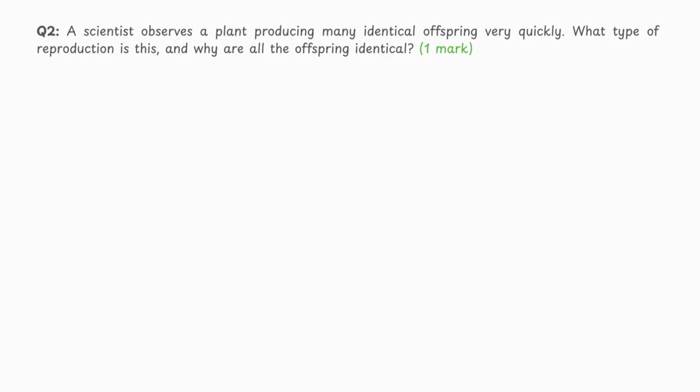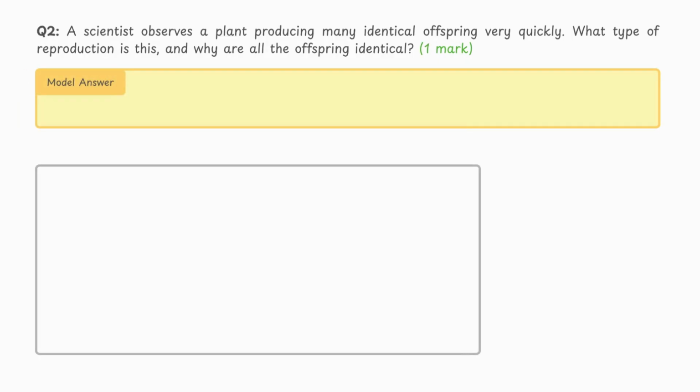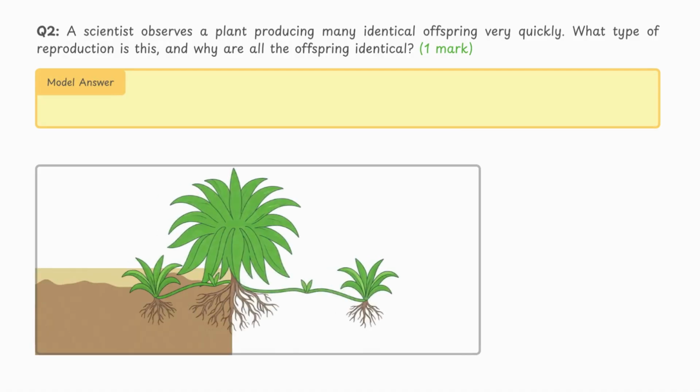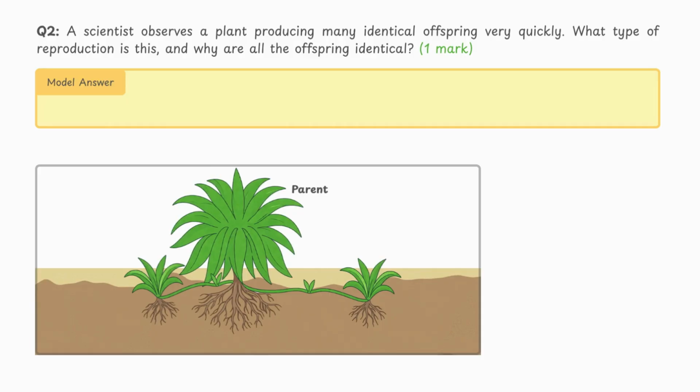A scientist observes a plant producing many identical offspring very quickly. What type of reproduction is this? And why are all the offspring identical? The image shows a parent plant. From the base of this plant, we can see the development of plantlets, which are small new plants growing from a runner, a stem-like structure that spreads along the ground.